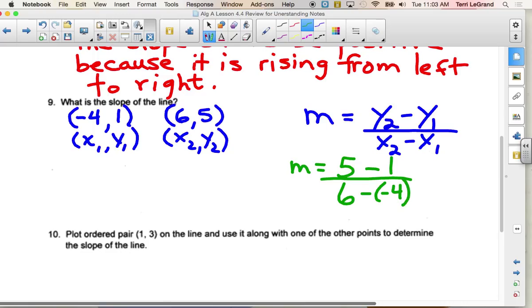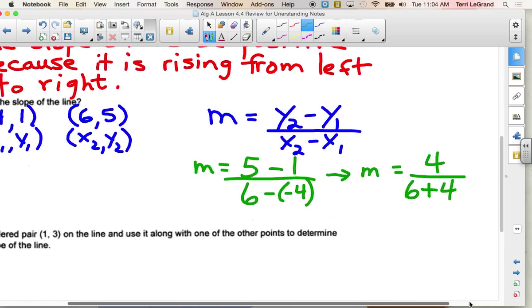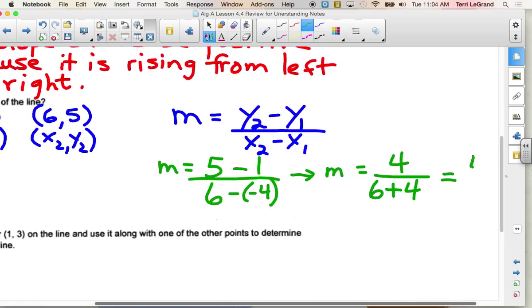Does that subtraction sign take the place of that negative sign? No. Now we are going to say, okay, no reason to make the numerator friendlier because 5 take away 1, that's a piece of cake to do. What's 5 take away 1? 4. But I'm going to rename the denominator. I'm going to say it can be changed to add the opposite, so it's going to become 6 plus the opposite of -4. So we're going to get m equals 4 over 10.